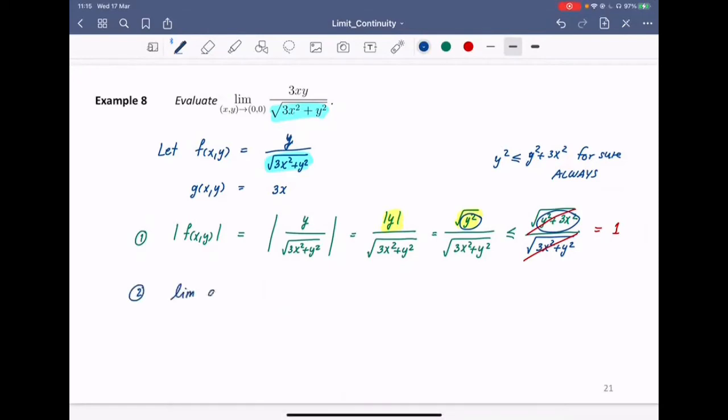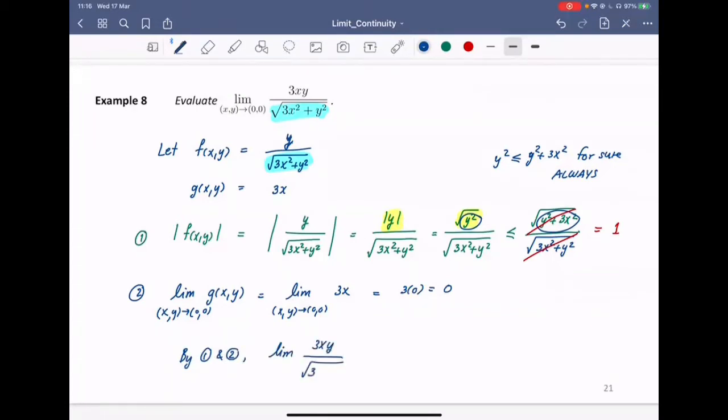And now we have part 2, the limit of g(x,y). Part 2 is easy. The hardest one is part 1, where you bound the function f. For part 2, the remaining work is simple, because what you have left is just 3 times 0, which is 0. So by 1 and 2, we conclude that the limit of this thing is equal to 0. This is actually by the squeeze theorem in two dimensions.